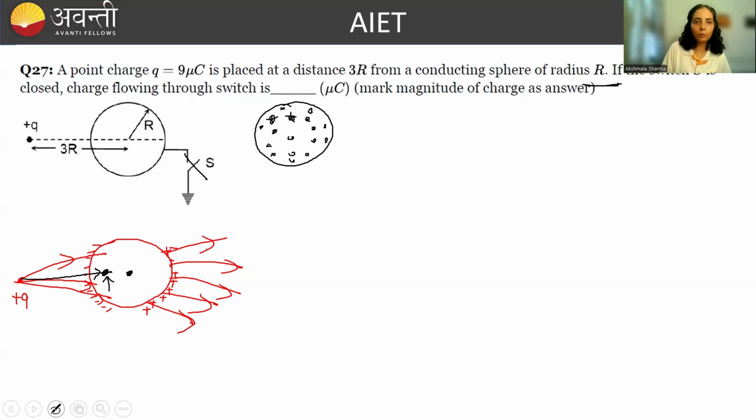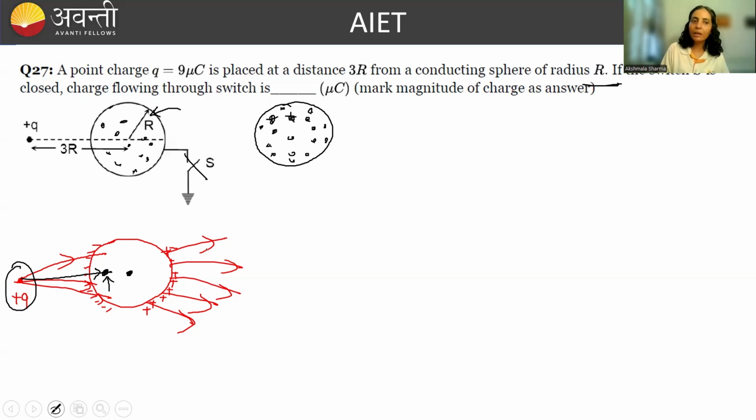Once we close it, what will happen? Potential of the surface will become 0 because this is directly connected to Earth. So its surface potential is 0. It means potential at any inside point is becoming 0. Done. So if potential at any inside point is becoming 0, what does it mean? It means that at the inside point there was potential because of plus Q charge, and because of the switch closing, potential is becoming 0.